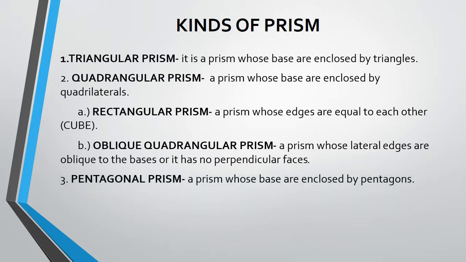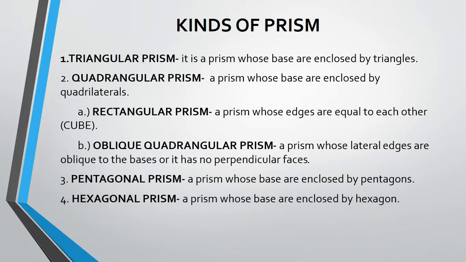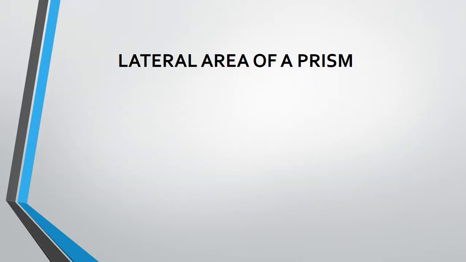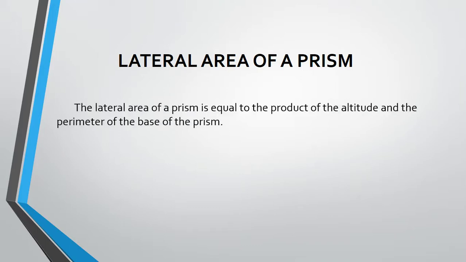Next is the pentagonal prism. It is a prism whose bases are enclosed by pentagons. And the last one is the hexagonal prism. It is a prism whose bases are enclosed by hexagons. The lateral area of a prism is equal to the product of the altitude and the perimeter of the base.